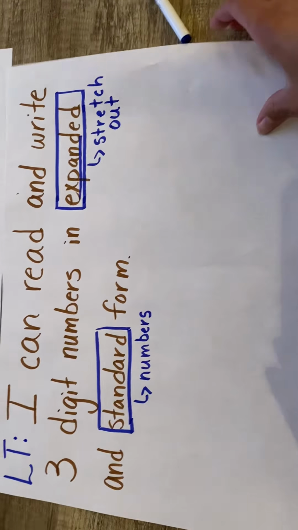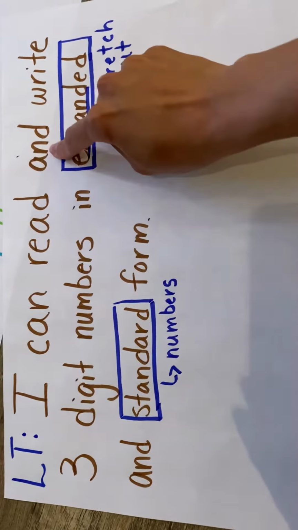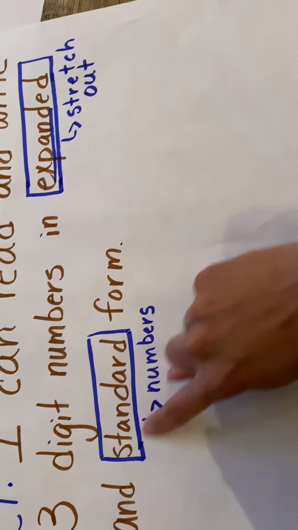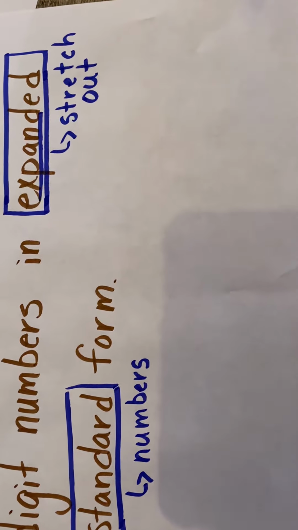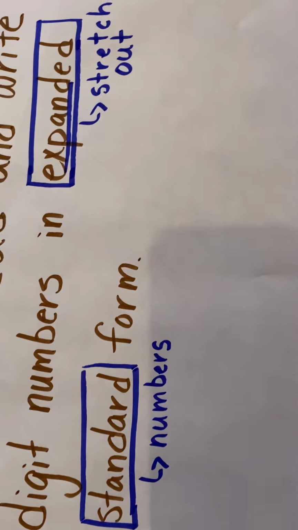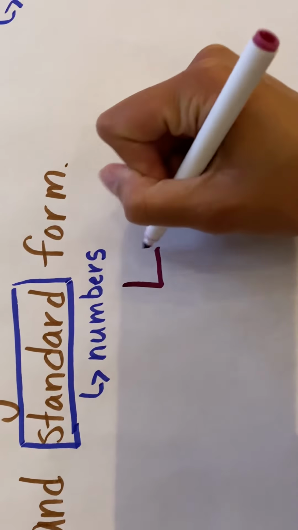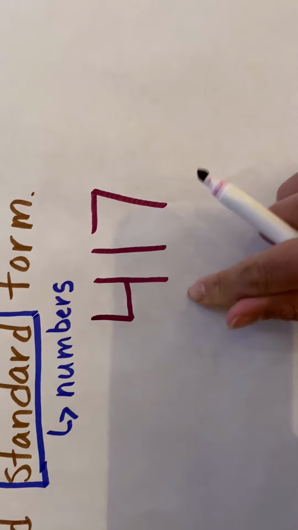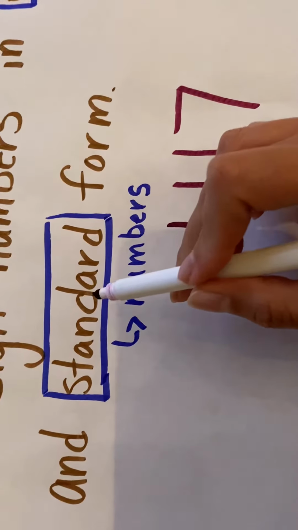Now for today's lesson, let's take a look at a 3-digit number, because the learning target says I can read and write 3-digit numbers, and we're going to do expanded form and standard form. I'm going to show you with a number. Let's write the number 417.